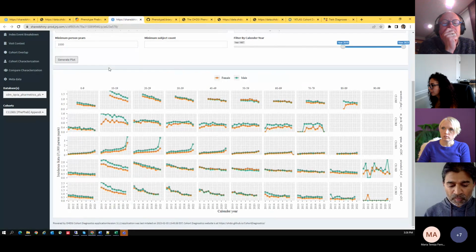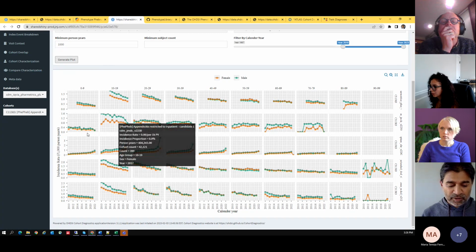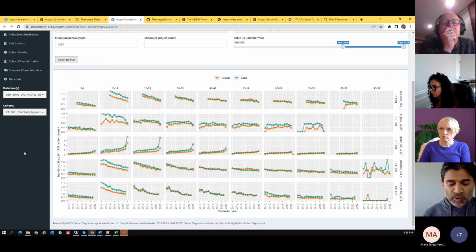So we're just looking at the rate also by sex. Notice there's a slightly higher rate in the males compared to the females. Males have the bluish line and the females are the orange-ish line, mainly in the 10 to 19 age group.